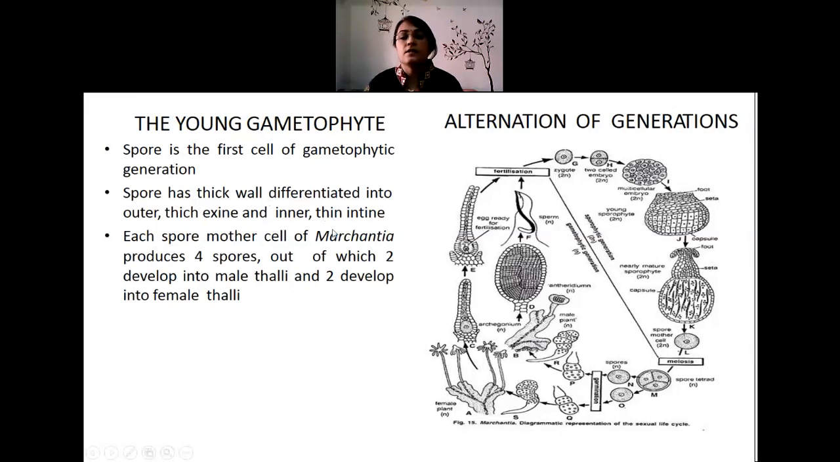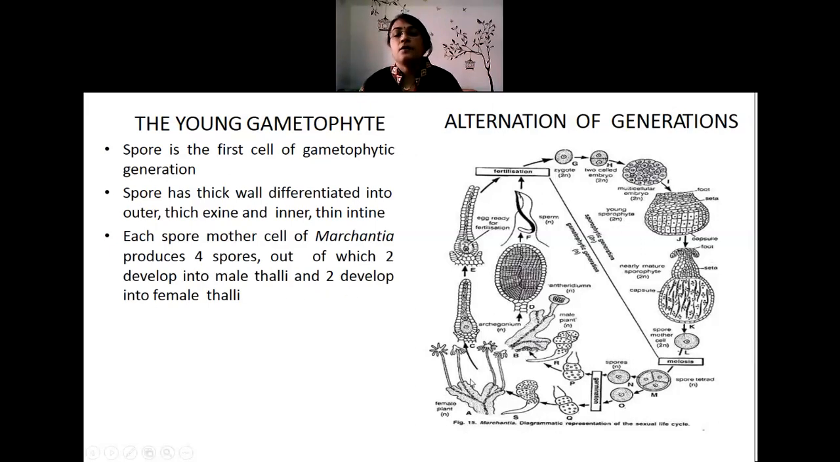Each spore mother cell of Marchantia produces 4 spores, out of which 2 of them will develop into a male thallus and 2 develop into a female thallus. So all these spores are haploid. Since Marchantia is dioecious, 2 of the spores give rise to a male and 2 of the spores give rise to a female thallus. So the cycle starts with the development of the thallus, which gives rise to the gametophyte plant body.